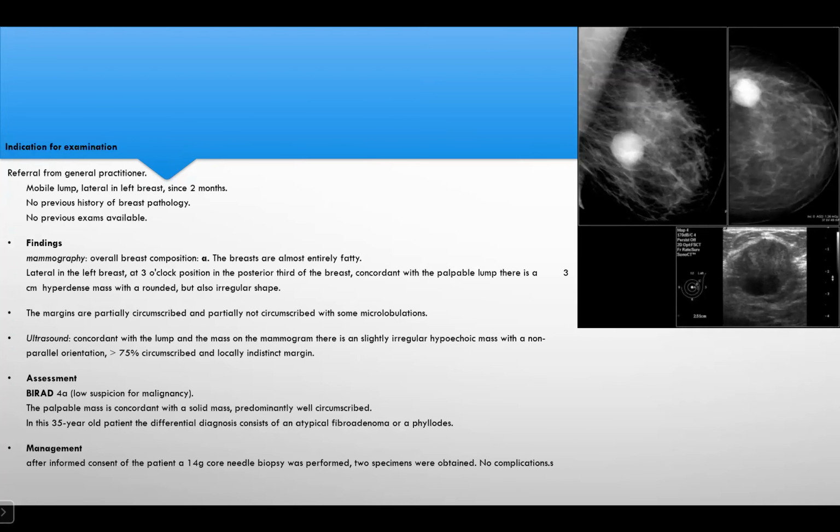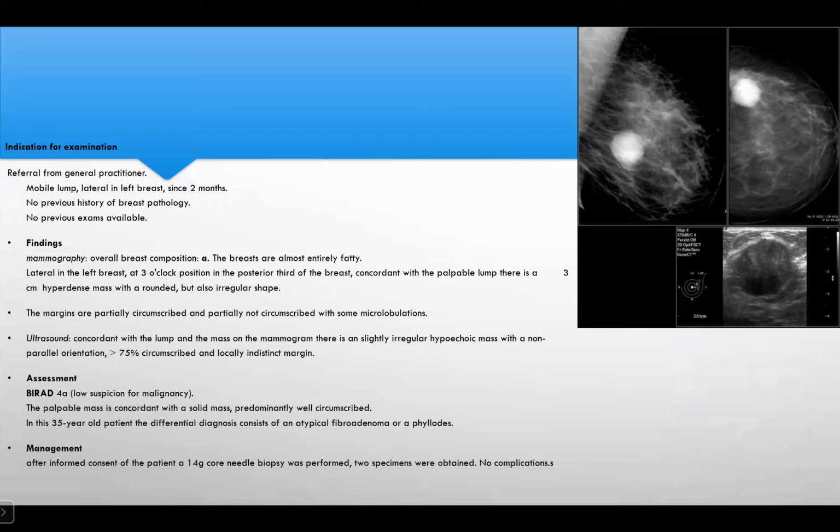Another typical report shows the mammography overall breast composition is almost entirely fatty, lateral in the left breast at 3 o'clock position in the posterior third of the breast. There is a lump concordant with the palpable lump, which is a 3 cm hyperdense mass with a rounded but also irregular shape. The margin is partially circumscribed and partially not circumscribed, and the ultrasound is concordant with the lump and the mass seen on mammogram.